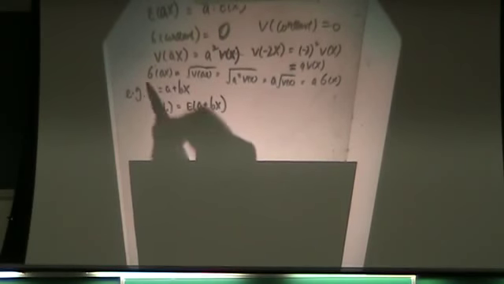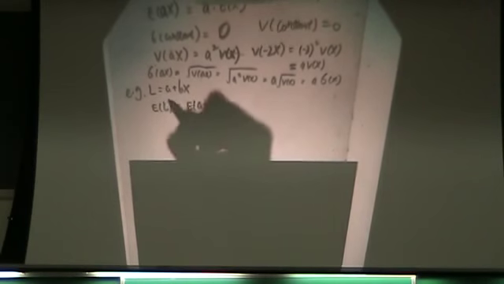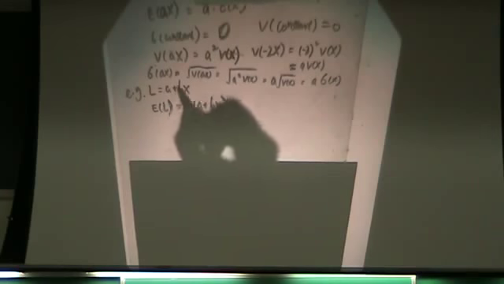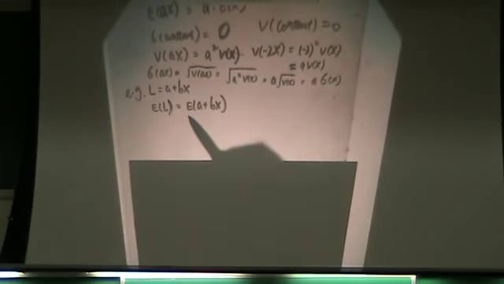So L here is a random variable, L is A plus Bx. A and B here are just coefficients or constants, you could think about that. So the expectation of L is just the expectation of A plus Bx.